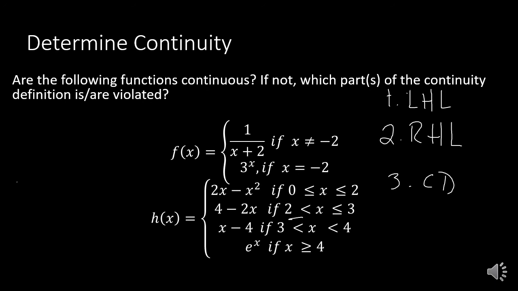But for x equals 3 and x equals 4, when we graph, specifically for x equals 3, 4 minus 2x and x minus 4, we will see that the limits do not exist, and therefore the first two stipulations or conditions are violated. The same thing for graphing x minus 4 and e to the x. Those limits do not exist, so the first two stipulations are violated as well, meaning it is discontinuous at 3 and 4, and overall this function is discontinuous because it is not continuous everywhere.